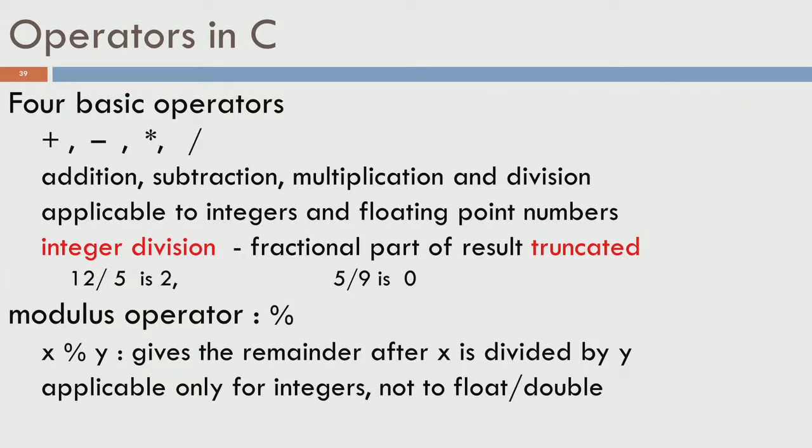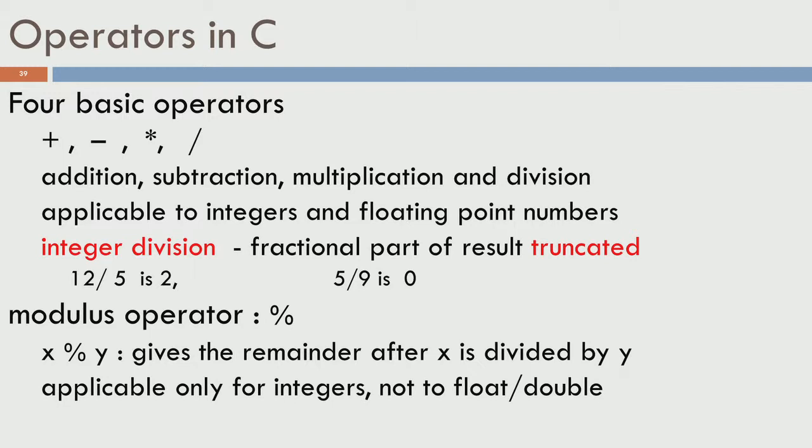Let us look at the kind of operators in C. There are 4 basic operators for arithmetic, namely plus, minus, star and slash. They stand for addition, subtraction, multiplication and division respectively. You can use these operations against integers and floating point numbers. Plus and minus for integer and floating point will just add the values or subtract the values. Star and slash have a change in meaning when you attach them to integers as opposed to floating point.